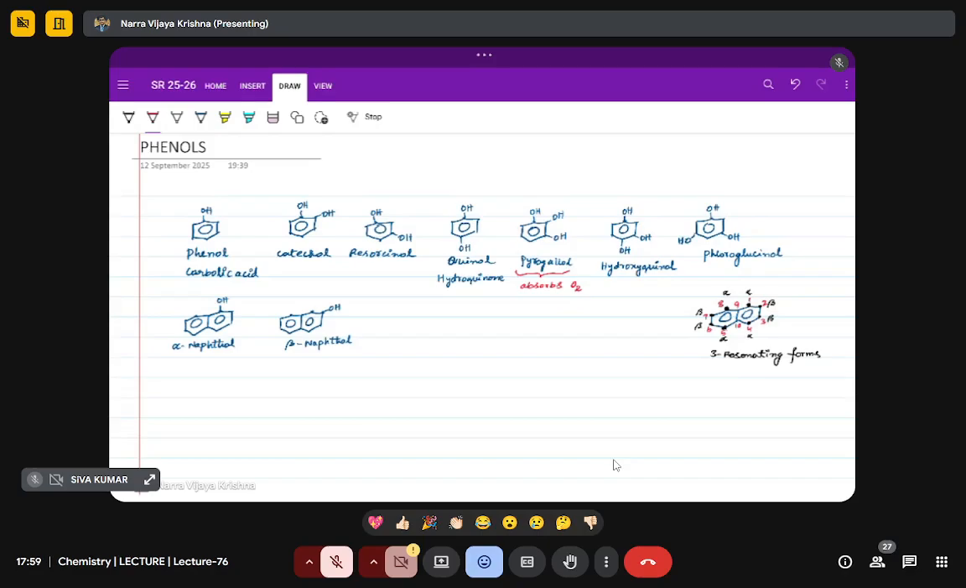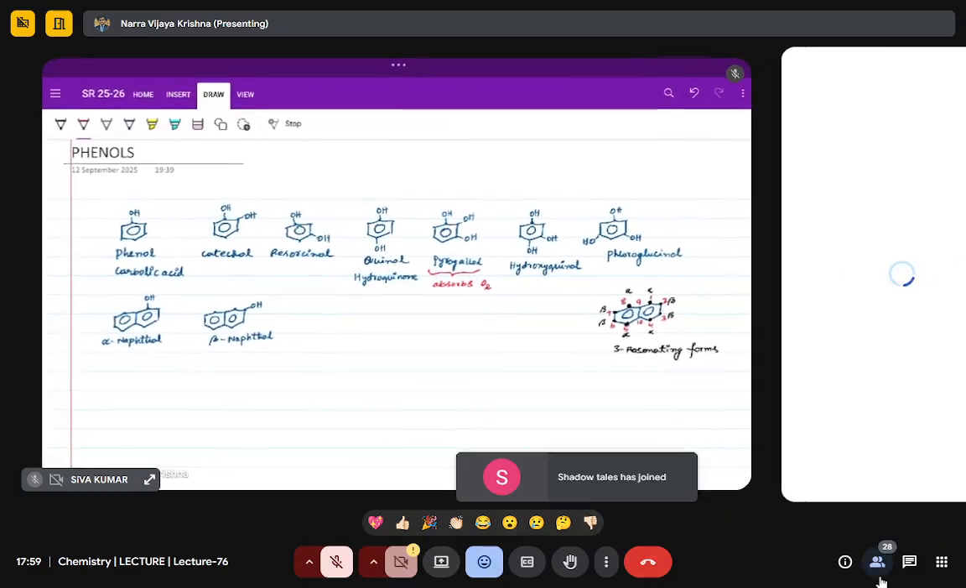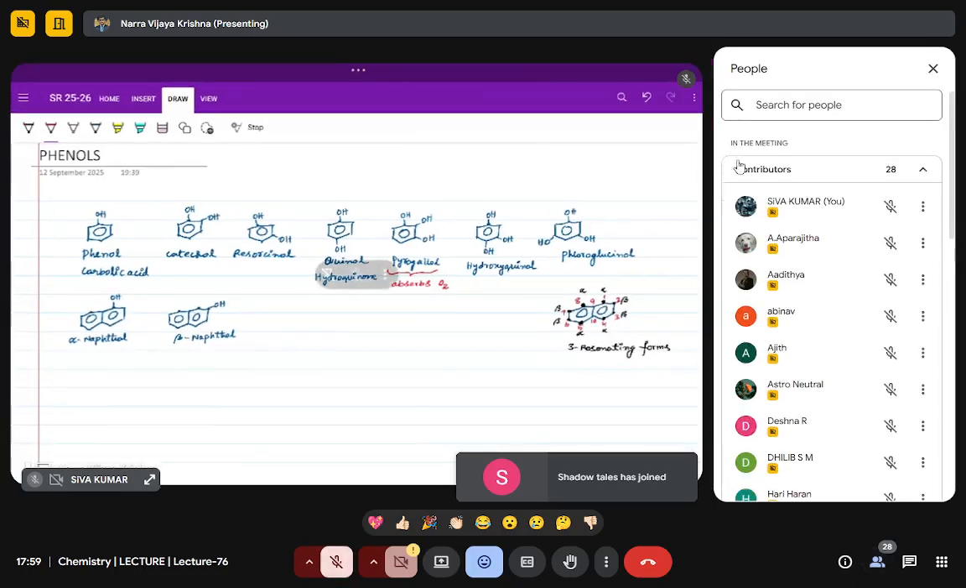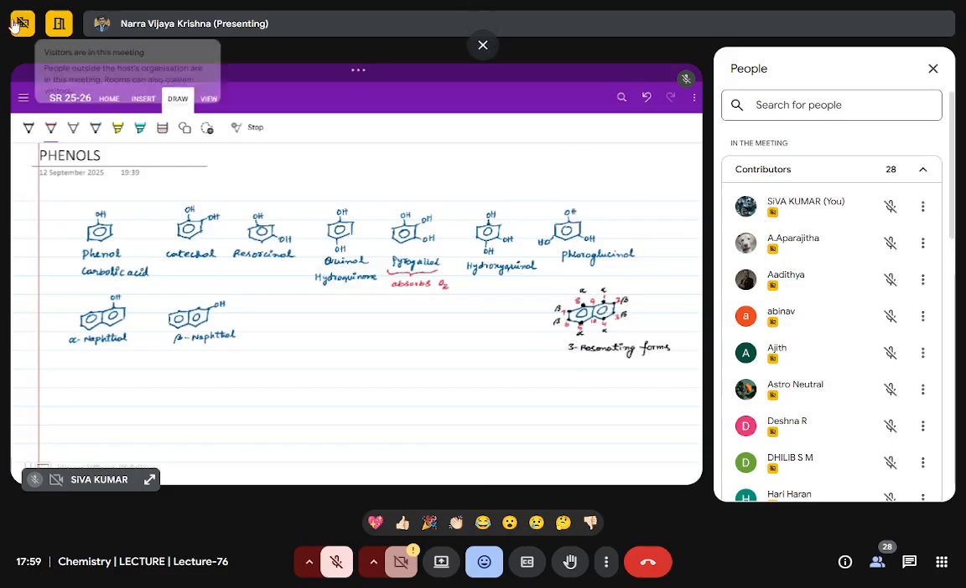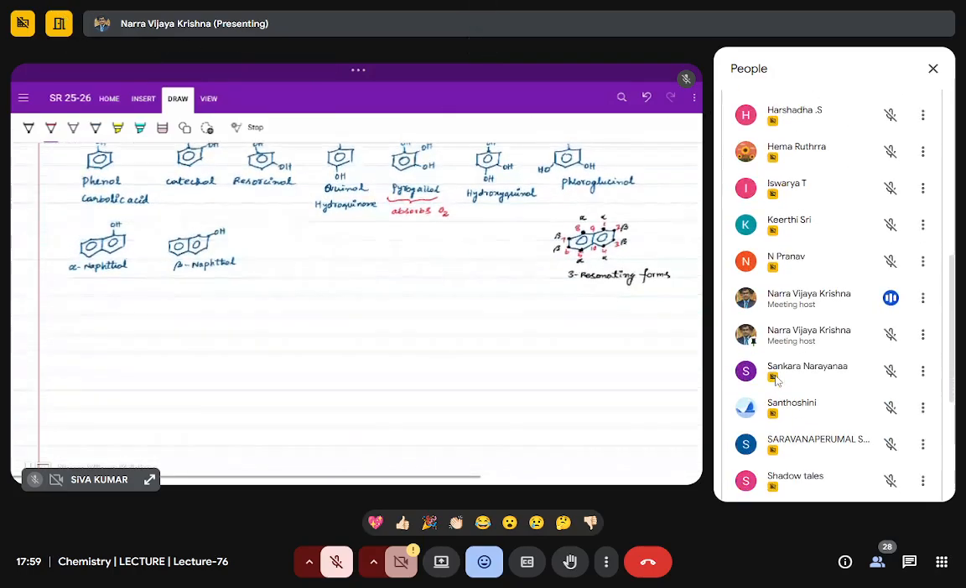Is not present here. I think so. This is a different one. Chloroglycinol is not there, I will show you. So I might have written it somewhere. From there I will copy that and later I will discuss that part. Right. Now coming to preparation of phenols.